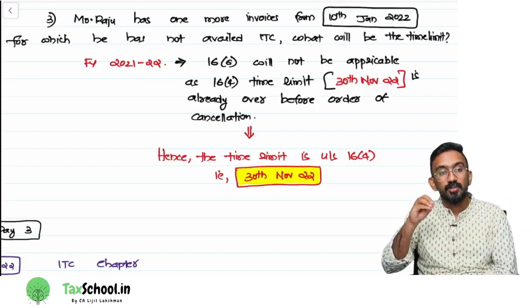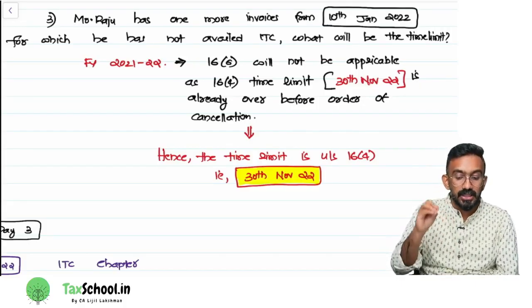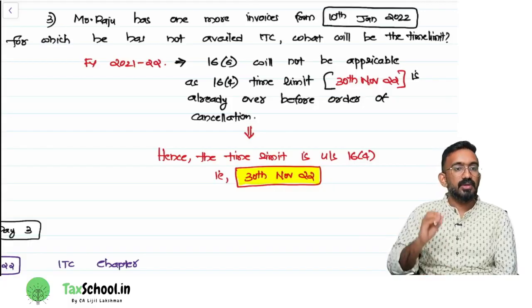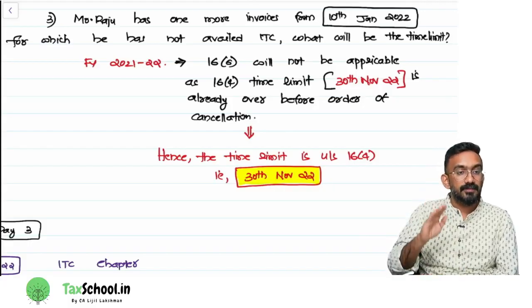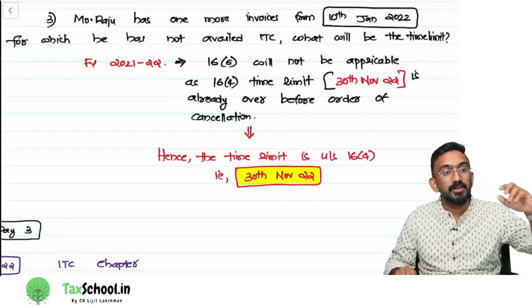2021-2022. What is the normal time limit? 30th of November 2022 is the normal time limit. When was my registration cancelled? 31st of August 2023. So by the time I got registration, the time limit was already over.